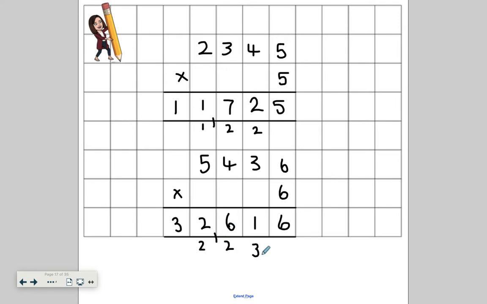So 32,616. If you got those ones right as normal, send them to me on Class Dojo and I can give you a big tick. So well done.